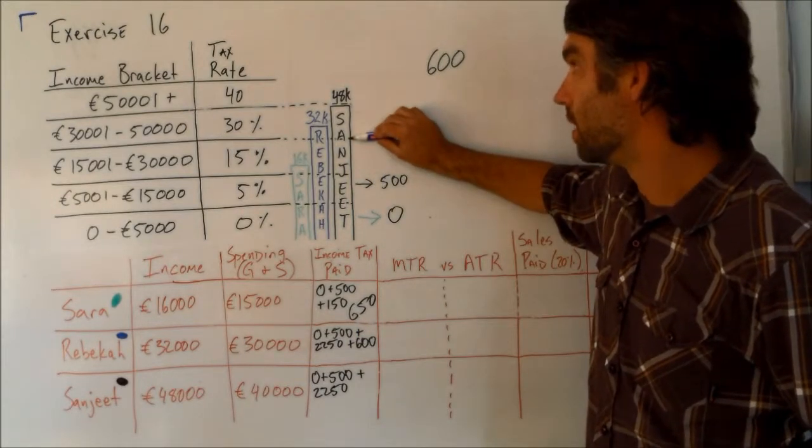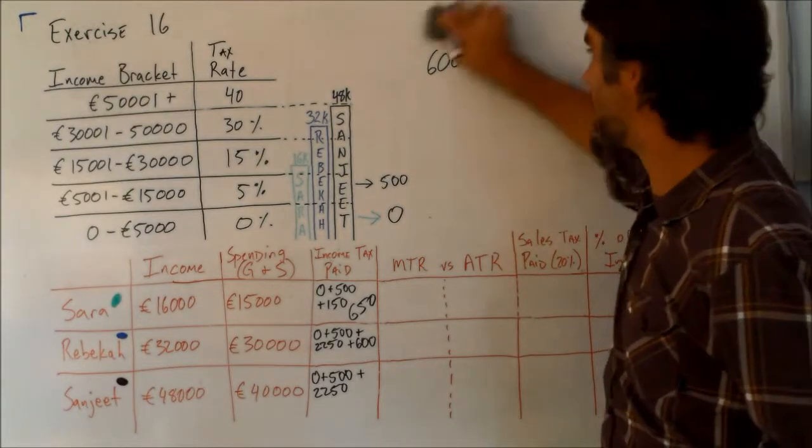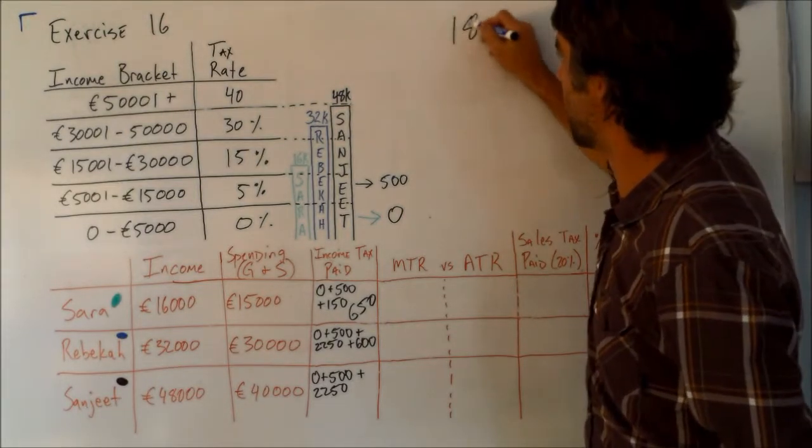Sanjeev has got 18,000 that goes into this last bracket. So that's going to be a little bit harder, but we're going to do 18,000.